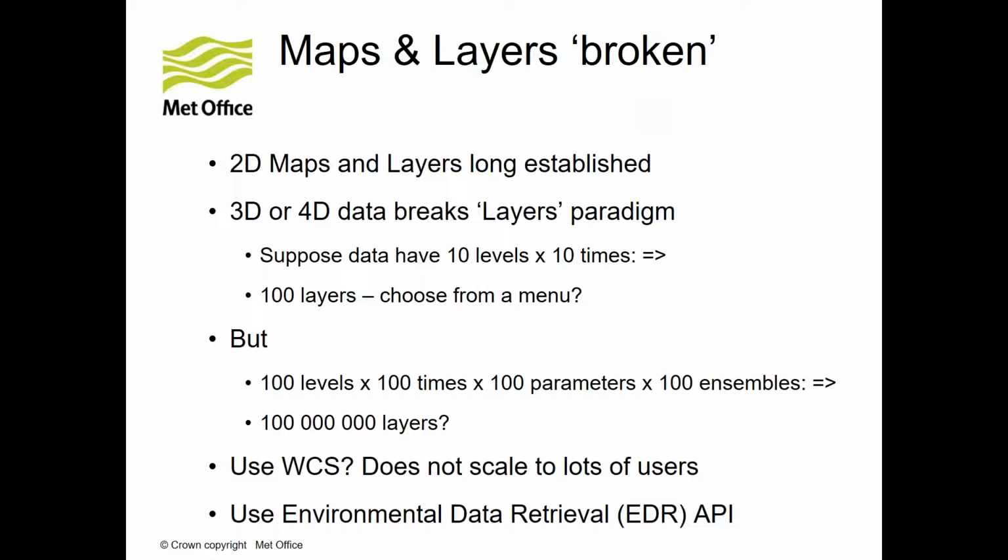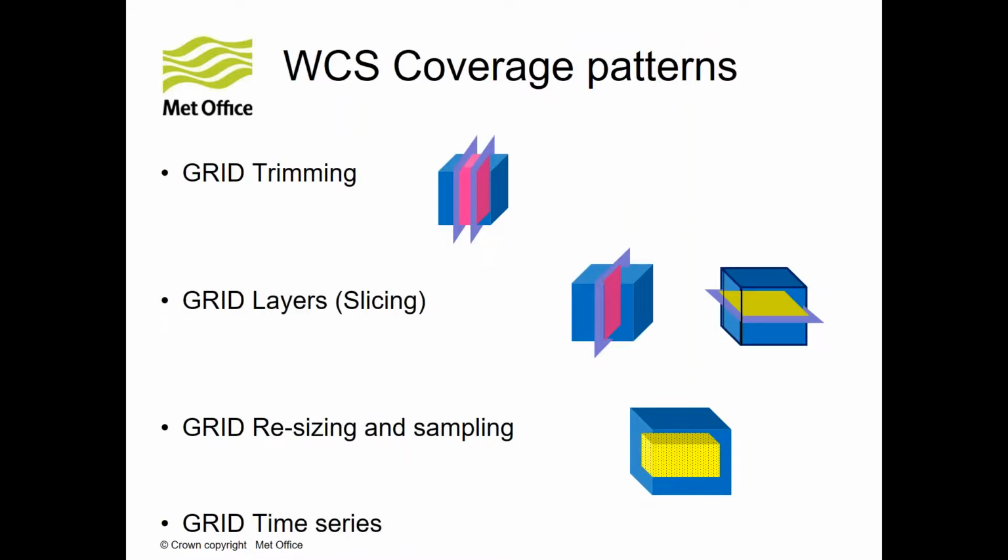We tried to use WCS, which is an OGC standard, coverages for getting fields of data. It didn't work, doesn't scale to thousands of users. So that's why we invented the EDR API. Now the web coverage service, which is an existing standard, allows you to take a big multi-dimensional cube of data and trim it, chop away the edges, or take out a slice in whichever direction you want, or resample it at lower resolution. But they're all kind of heavyweight, and it certainly didn't scale for meteorological users in terms of lots of users for a large amount of data.